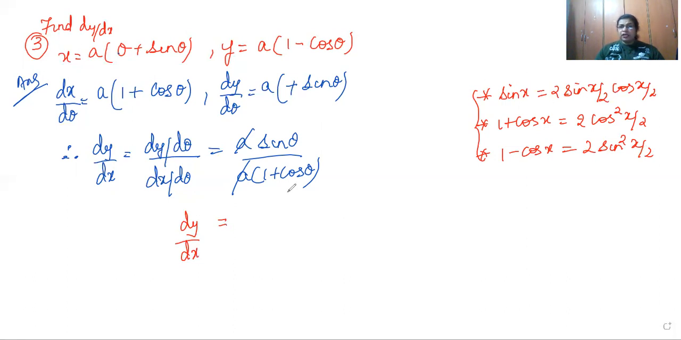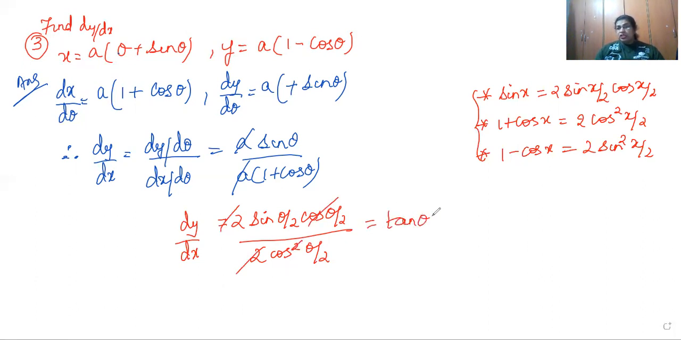So you have dy by dx is equal to sine theta. So what is the formula telling you? 2 sine. If x is there, write x. If theta is there, write theta. So 2 sine theta by 2 cos theta by 2 divided by 1 plus cos theta, which is 2 cos square theta by 2. So 2 and 2 get cancelled, cos gets cancelled, sine by cos, your answer is tan theta by 2.